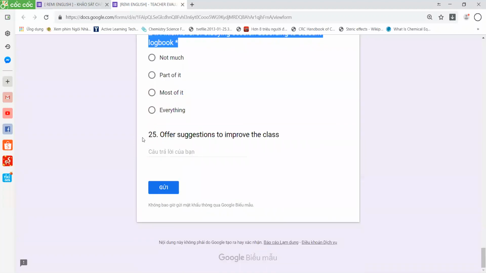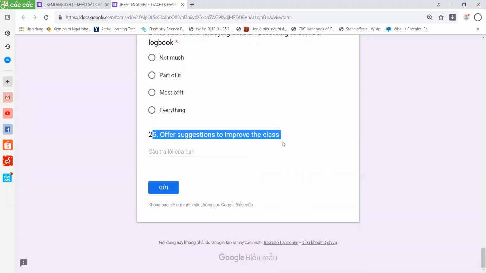Okay, the last question. If you have some suggestions to improve or enhance the class, please write them down, because we really need that to improve.